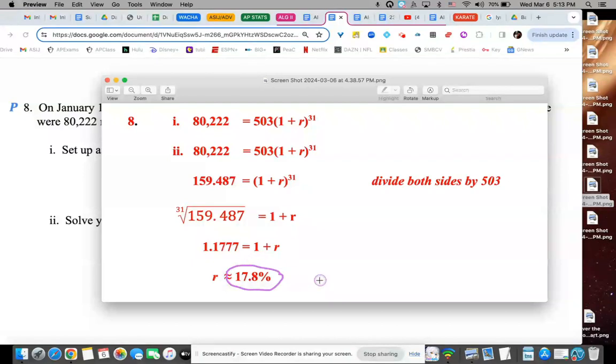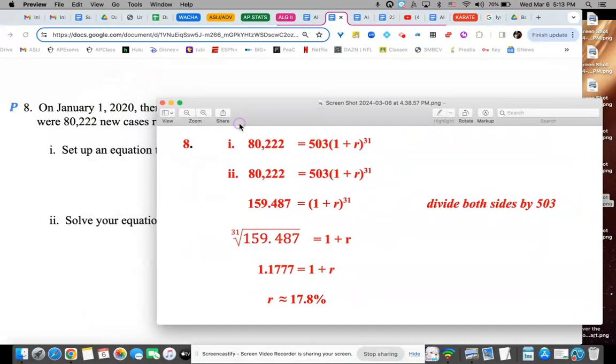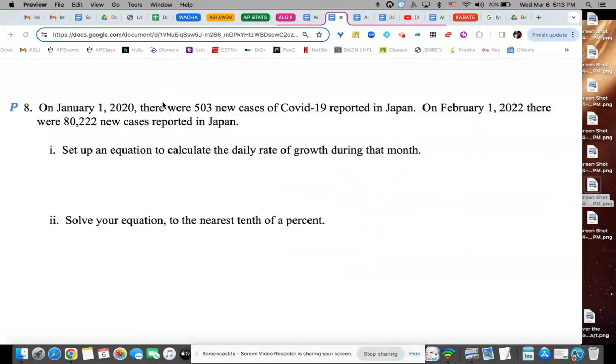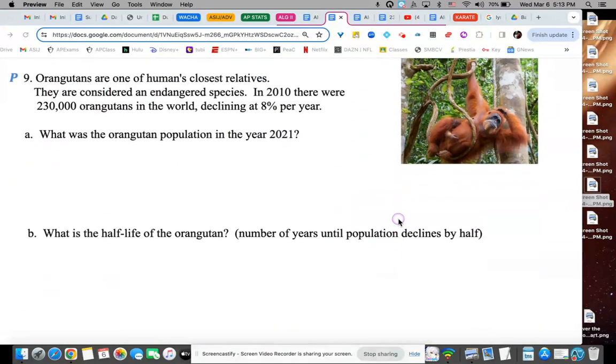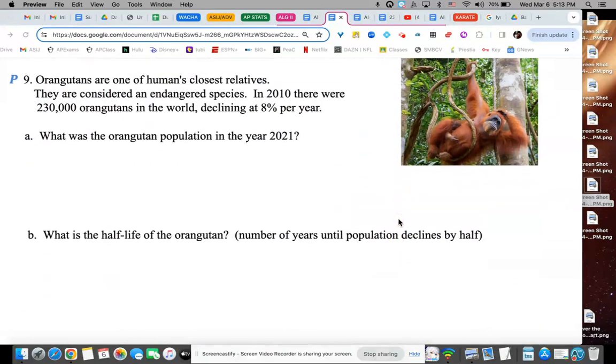That's really high for a monthly rate. Like every month it's growing by 17%. That's really high. All right. So this is just an example of solving without having to graph it, right? Number 9, we're getting there. Just a couple left to go.